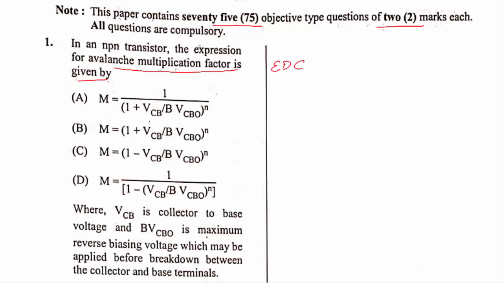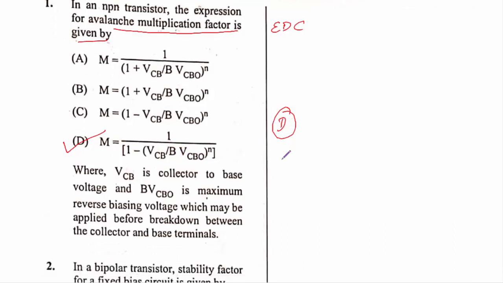They have given 4 expressions where VCB is connected to base voltage and B times of VCBO is maximum reverse biasing voltage which may be applied before breakdown between the collector and base terminals. We know that avalanche multiplication factor M is given by 1 divided by 1 minus of VCB divided by B times of VCBO whole power n, hence option D is going to follow.